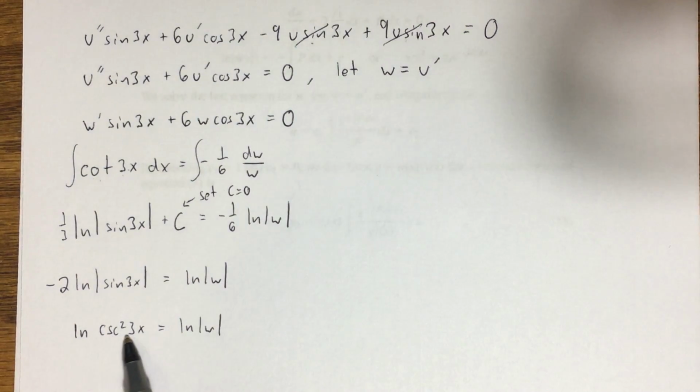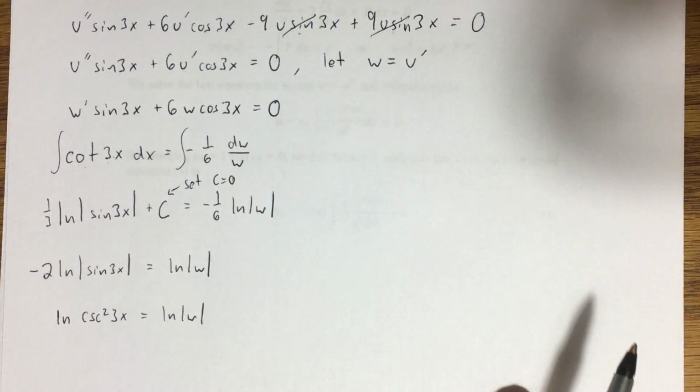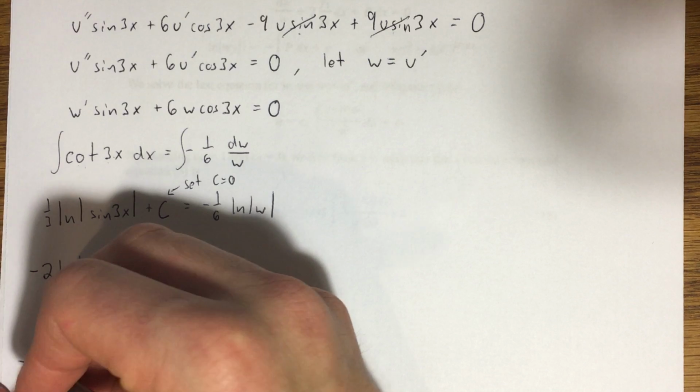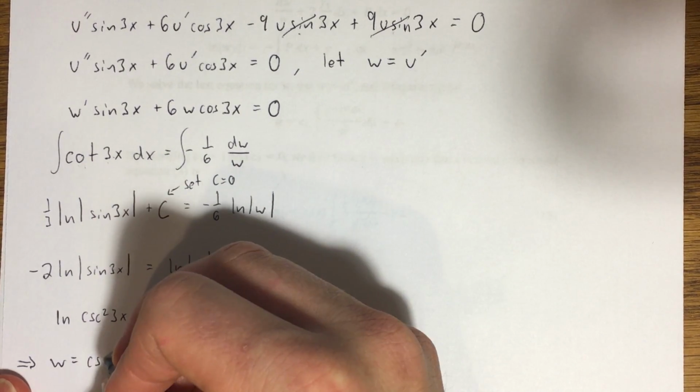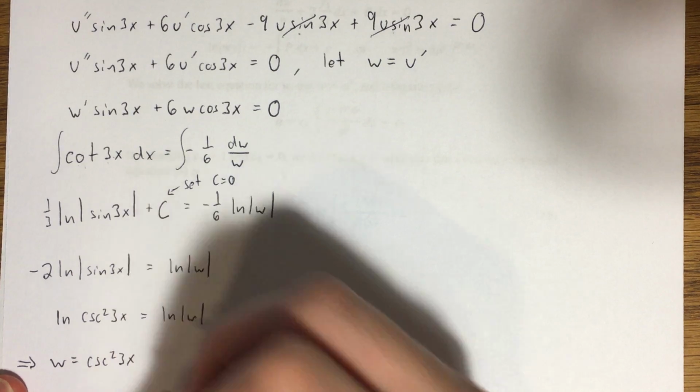Notice I've lost the absolute value bars here. That's because I'm squaring something now, so it's not ever going to be negative anyways. The absolute values are redundant. This implies that w equals cosecant squared of 3x.